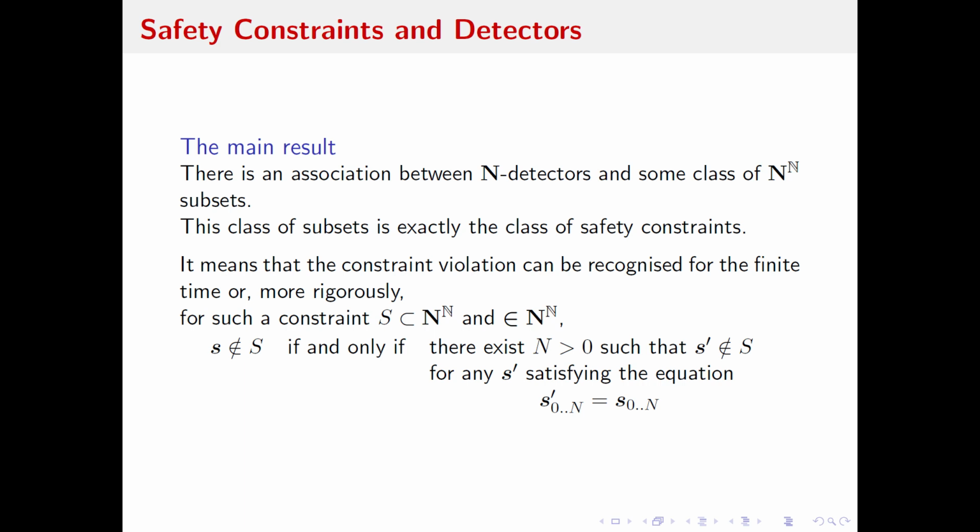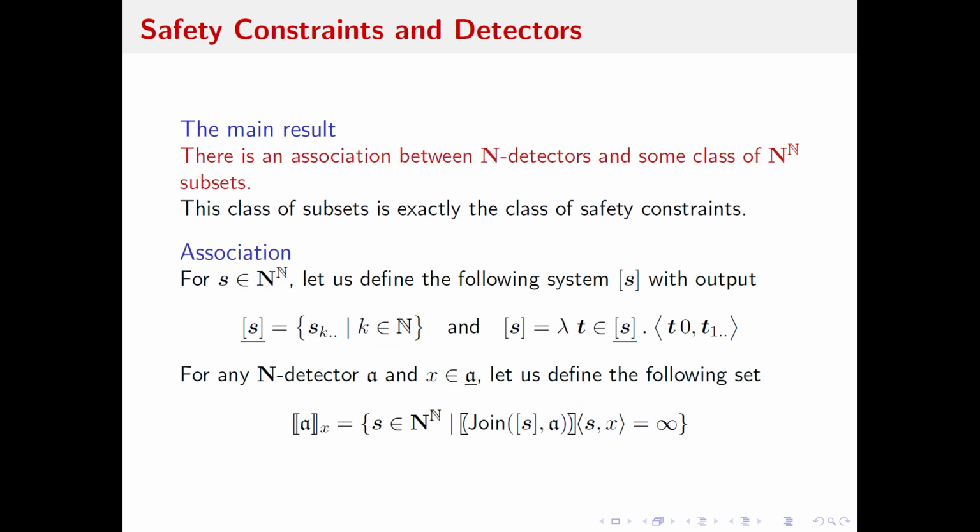Moreover, this correspondence allows using only sets representing so-called safety constraints. Informally speaking, a safety constraint is a constraint that can recognize a violation of any stream using information about some initial segment of the stream only. This notion was introduced by Leslie Lamport. On this slide, the corresponding formal definition given by Alpern and Schneider is shown.